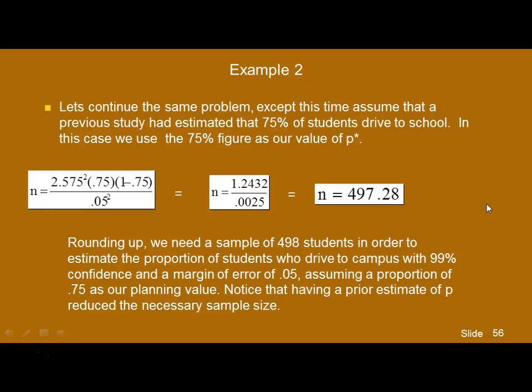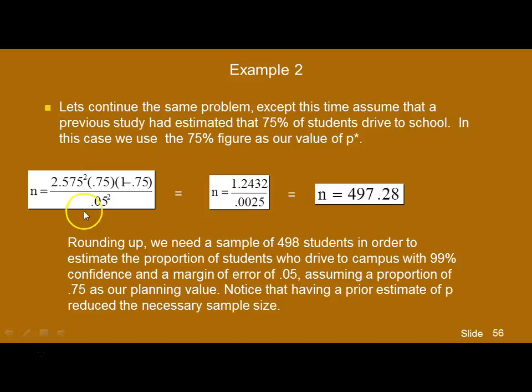Let's do a second example, but actually just a continuation of the one we just did. Let's do the same problem, except this time assume that we do have a prior estimate of p. Suppose a previous study had estimated that 75% of the students drive to school. So we're now going to use 0.75 as our value of p.